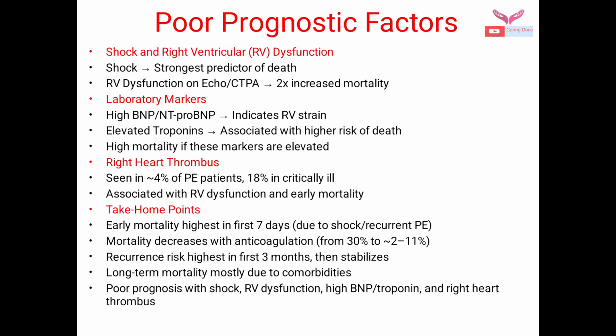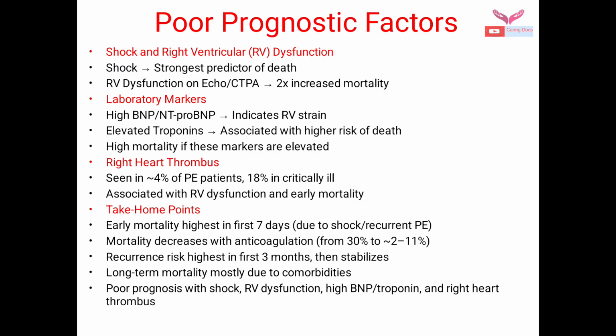Shock, it is the strongest predictor of the death. RV dysfunction on echo or CTPA increases twice the mortality. Laboratory markers like high BNP, NT-proBNP indicates the right ventricular strain. Elevated troponin, they are associated with high risk of death, high mortality if these markers are elevated.